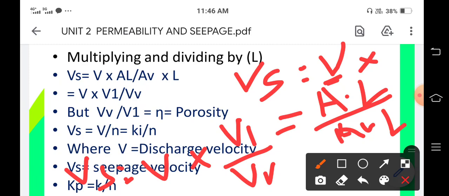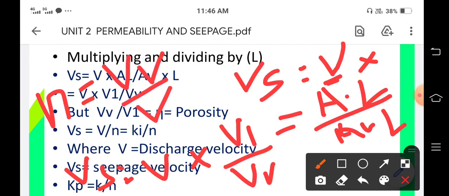Okay, but we know that porosity is the ratio of volume of voids to the total volume. So what is the formula for porosity? It is the volume of voids to the total volume. So this formula becomes Vs equal to v into, this term is equal to V upon Vv, that is 1 upon n, because here the volume is on the numerator and the volume of voids is on the denominator.